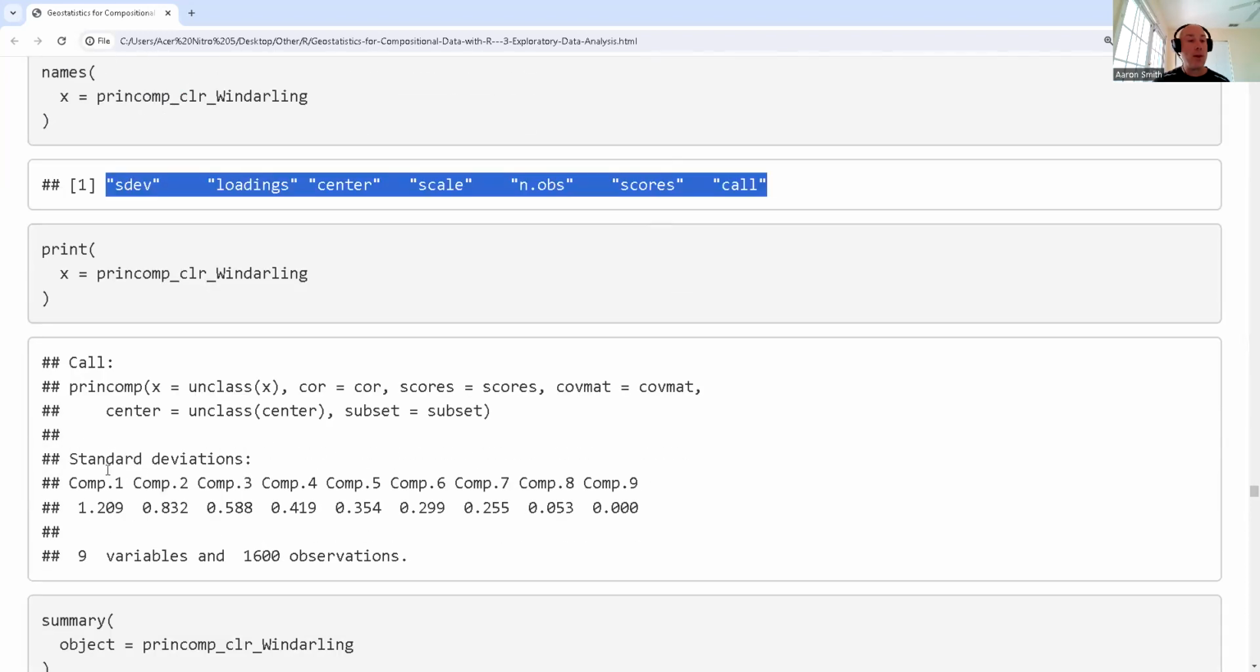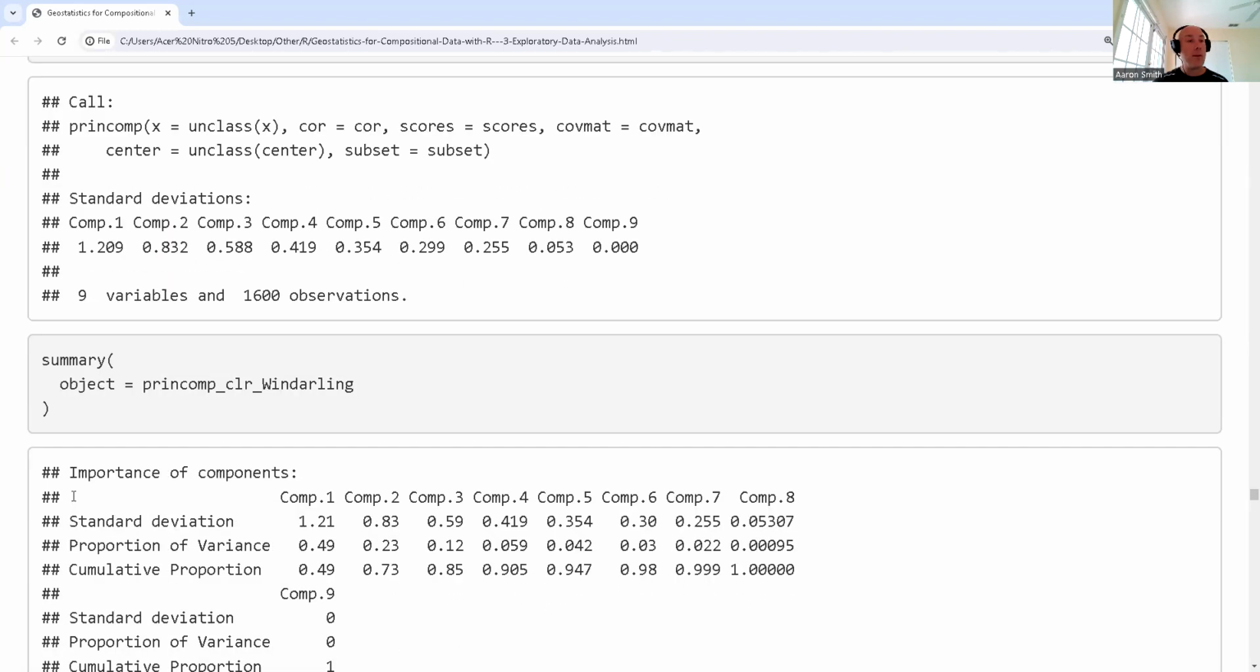Now here we can see the output when I just print the results. You can see these are the standard deviations, and you'll notice that they go from largest to smallest all the way down to 0, which makes sense because remember with composition data that everything always adds up to 1. And so I have a low rank matrix by at least 1 every single time. And so the last eigenvalue has to be 0 every single time with composition data.